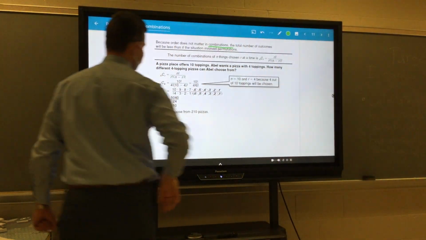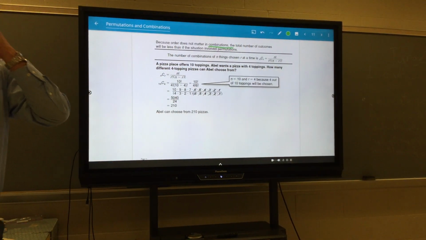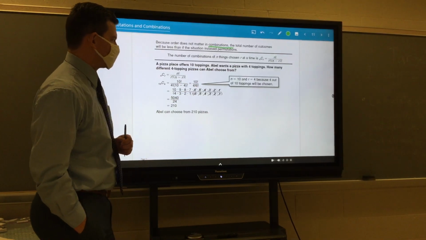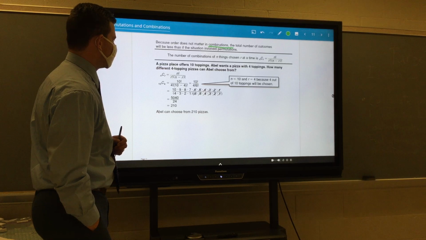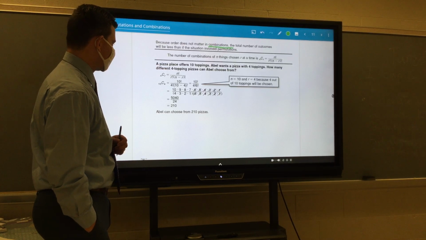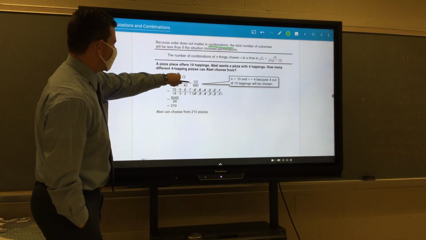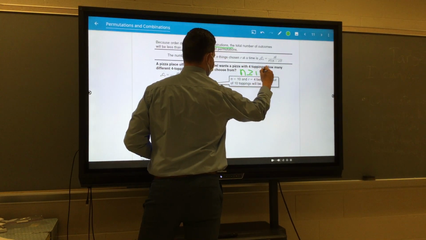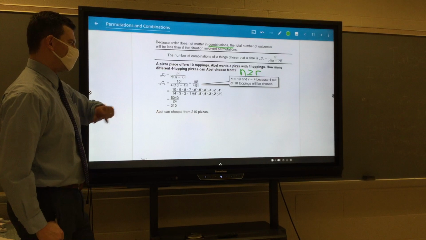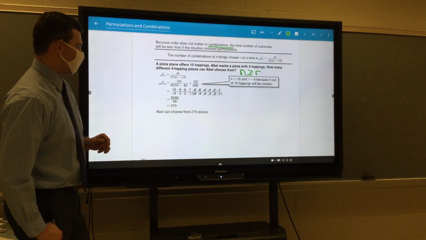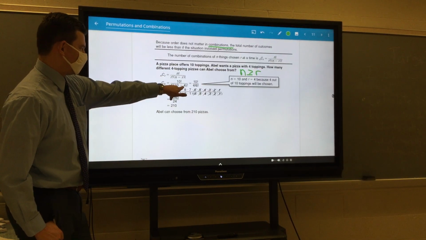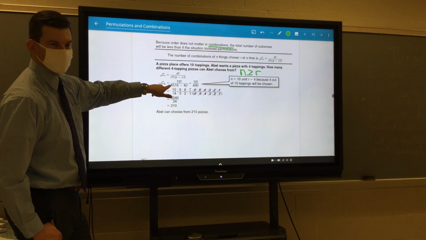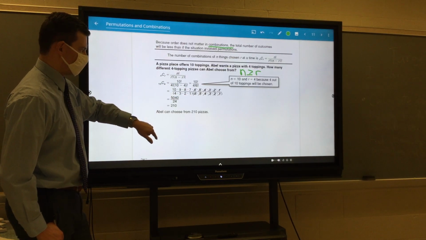So here's that pizza problem. Now they're offering 10 different toppings. Abel wants a pizza with 4 toppings. How many different 4-topping pizzas can he choose from? You can see how we have the n greater than or equal to r still. Okay, so 10 is the n value, 4 is the r value. We do have that difference. 10 minus 4 is 6 factorial, but we also have a 4 factorial here because it's a combination.